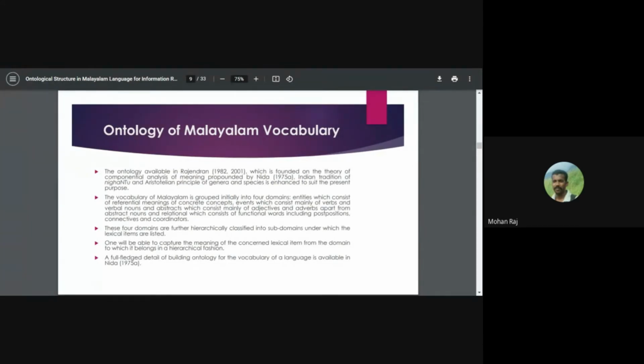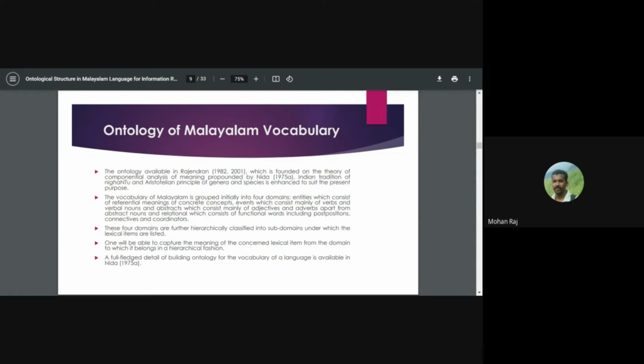The vocabulary of Malayalam is grouped initially into four domains: entities, which consist of referential meanings of concrete concepts; events, which consist mainly of verbs and verbal nouns; abstracts, which consist mainly of adjectives and adverbs apart from abstract nouns; and relational, which consists of functional words including postpositions, connectives, and coordinators.